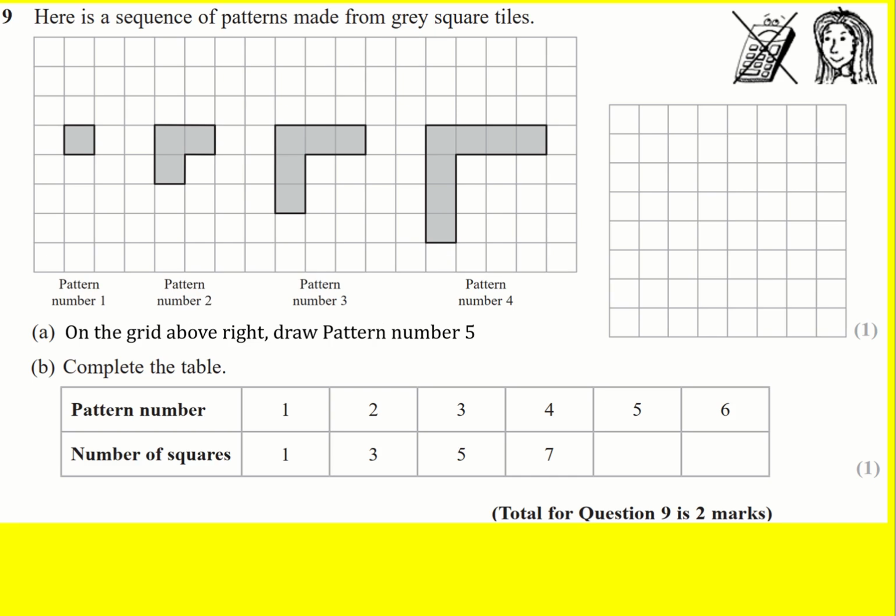Here is a sequence of patterns made from grey square tiles. On the grid above right, draw pattern number 5. Okay, so again, you must use a ruler and a pencil with this, because if you do it in pen and you go wrong, you haven't got a second chance. So please use a pencil and a ruler.